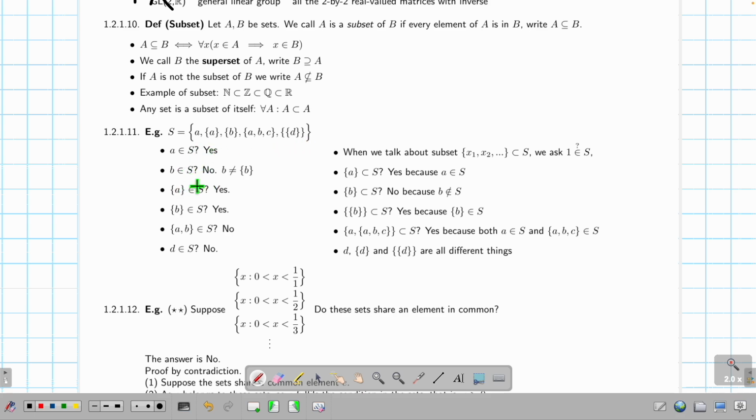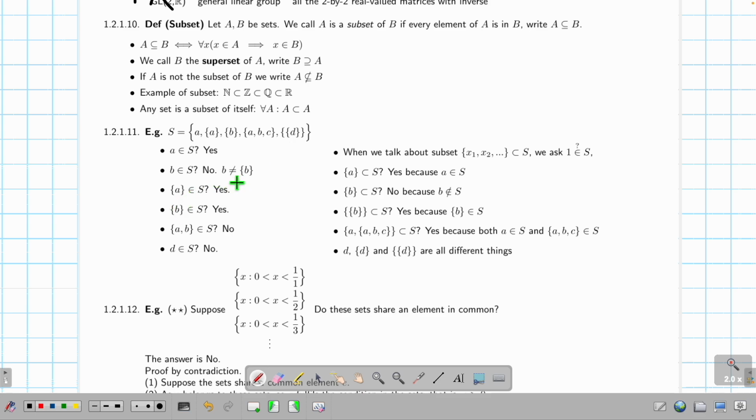Is B in S? No. B is not {B} because this is a set. You cannot say B is a set. B is something, okay? Is this guy in S? Yeah, here. Is this guy in set S? Yes, here. Is {A, B} in set S? No. You have {A, B, C}, but not {A, B} inside one bracket. You don't have that. Is D in S? No. This is {D}.